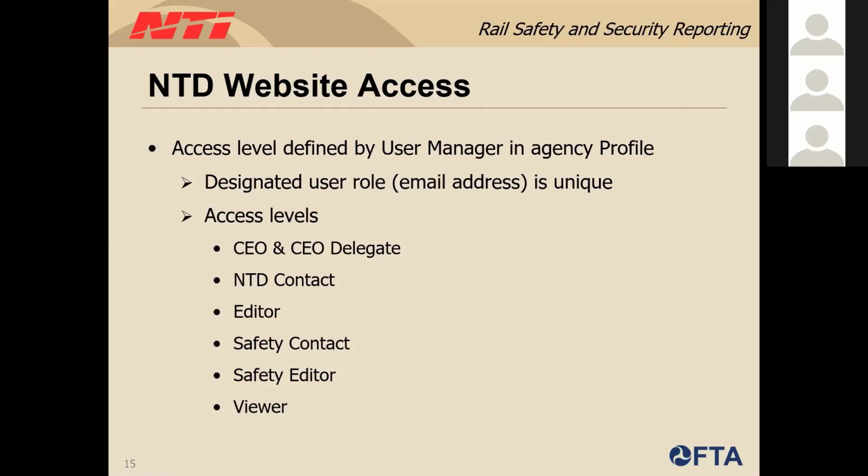The CEO, CEO delegate, and NTD contact and editor contact have the highest level of access and full functionality to include all NTD annual forms, monthly ridership forms, and safety and security forms. CEOs and delegates can also submit the agency's certification forms for both the annual module and the safety and security module. The safety contact has full function access to all safety and security forms.